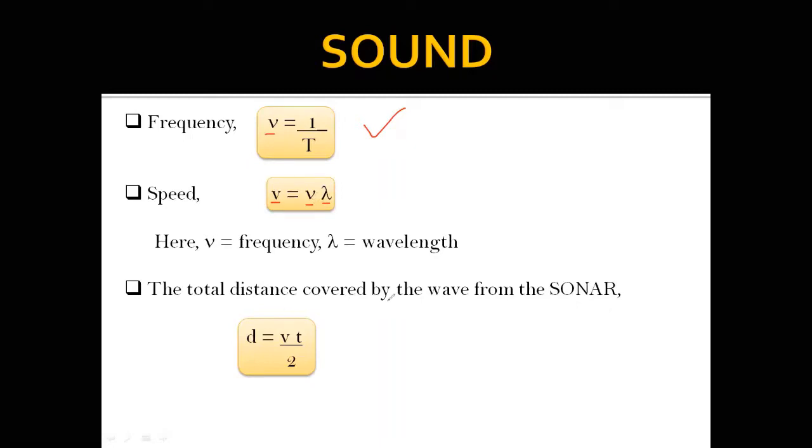The total distance covered by the wave from sonar. Sonar is a device which is used to detect the distance of the sea bottom from the above surface. Okay, we have just discussed sonar when we were studying the chapter sound, in that condition distance is equal to v into t divided by 2. There is a formula for it, if we want to find out the total distance covered by the sonar, then distance is equal to v, the velocity of sound, and t is the time taken to travel that distance, divided by 2.